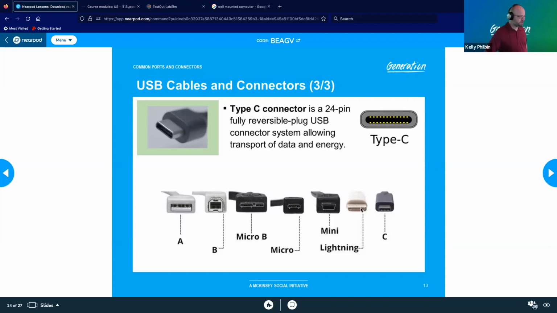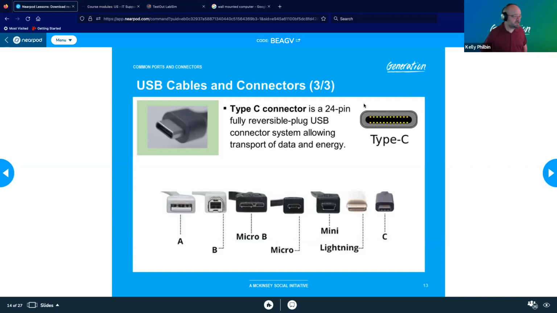For you Apple users, there's the Lightning connector, which is the 8-pin. There's an older 28-pin. This is the 8-pin Lightning for most Apple devices, and then the Type C.